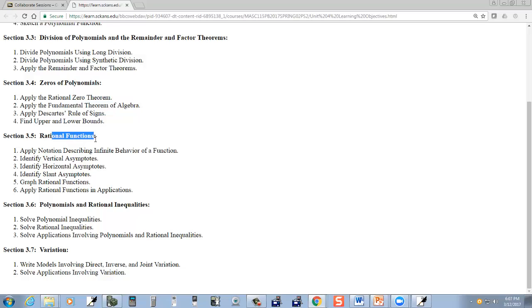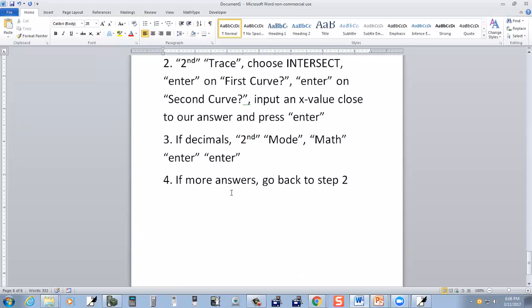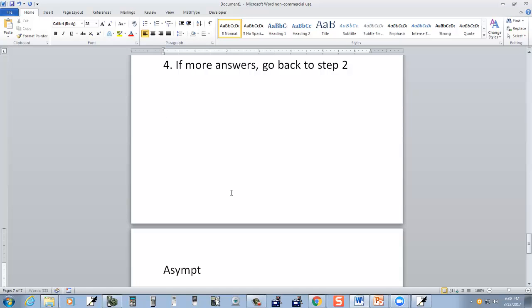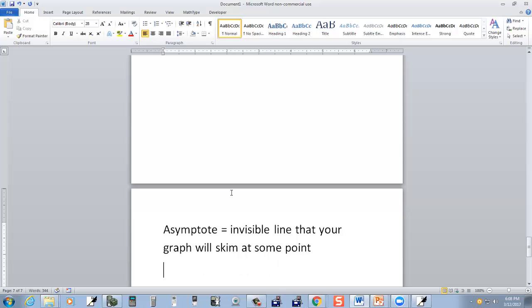Okay, let's talk about rational functions. And we're going to talk about vertical, horizontal, and slant asymptotes, and then the graph of those. We have something called an asymptote. This is an invisible line that your graph will skim at some point. You get really close to it, but never touch it, never cross it. Just keep skimming it forever at some point.